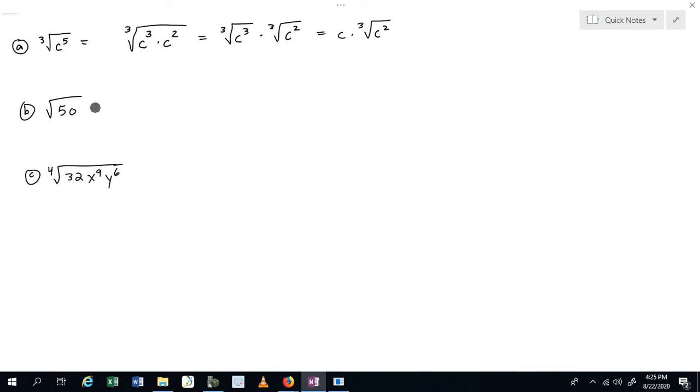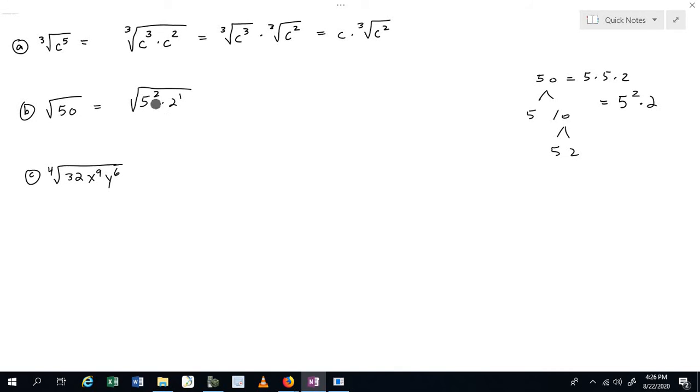Okay, so let's look at part B. Now what I would do when you have a number inside for your radicand like this is I would go ahead and factor it. You should always factor these numbers inside the radical. So let's try to factor 50 first. So 50 is 5 times 10, and then 10 is 5 times 2. So you can write 50 as 5 times 5 times 2, which I'm just going to write as 5 squared times 2. Okay, so those are the same thing.